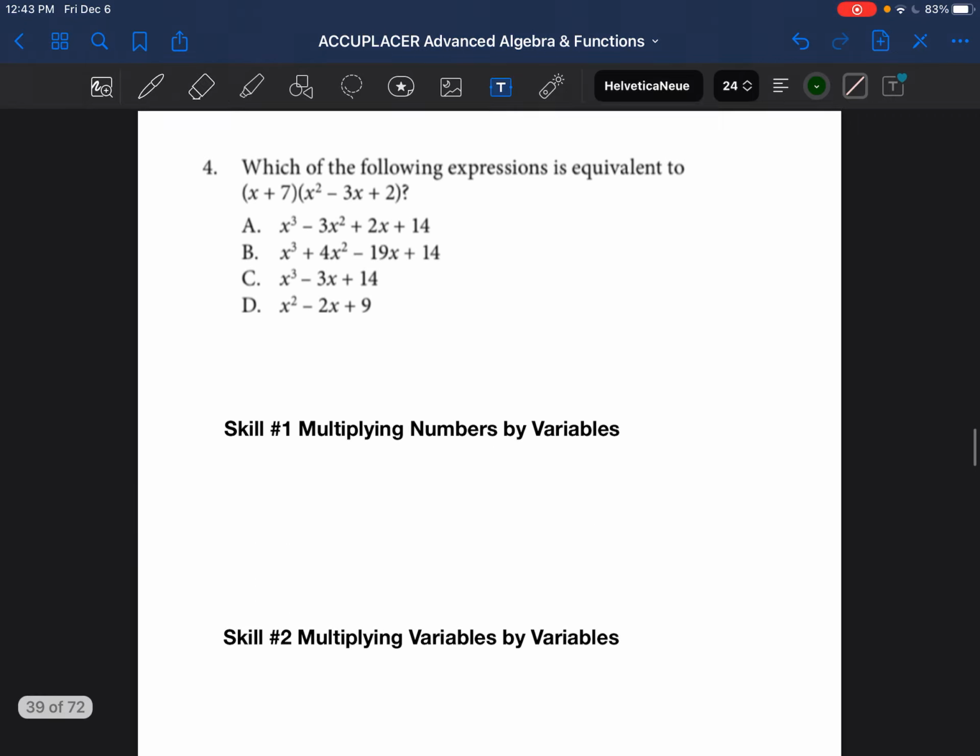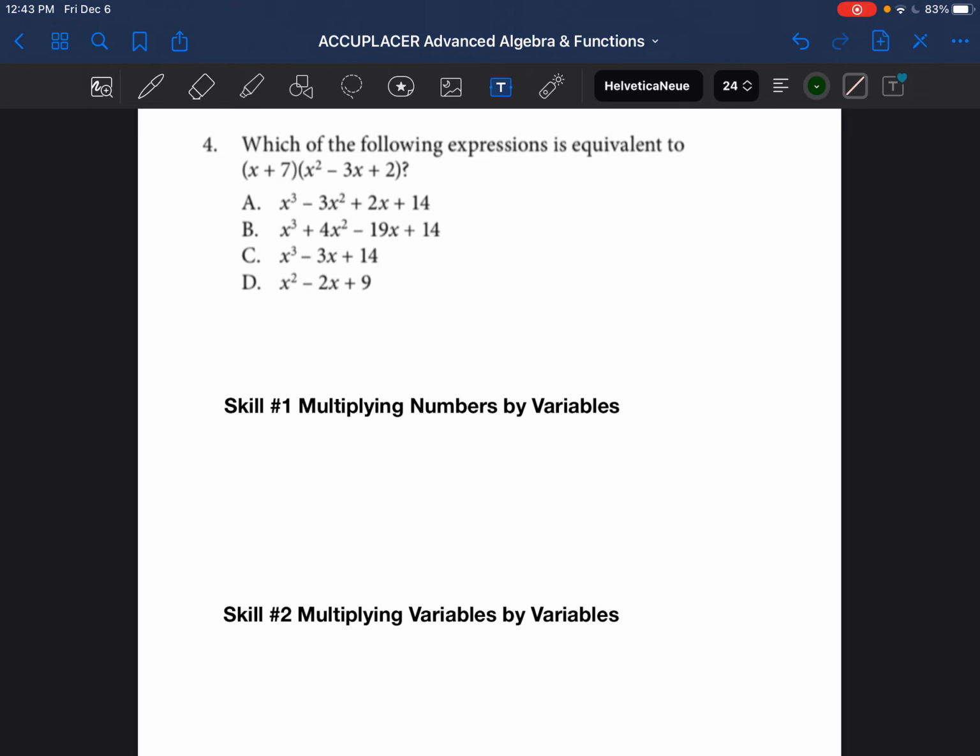So we're going to go ahead and get started with question number 4. Again, be patient with yourself if this first question is difficult, because I'm going to go through several examples of how to do each of these skills. So let's get started. It says, which of the following expressions is equivalent to x plus 7 times x squared minus 3x plus 2? Okay, so we're going to go ahead and write that out. x plus 7, x squared minus 3x plus 2.